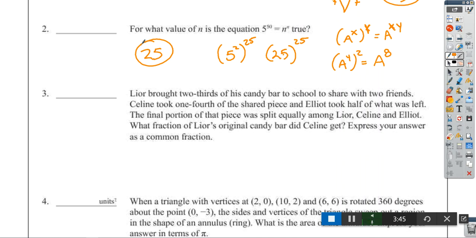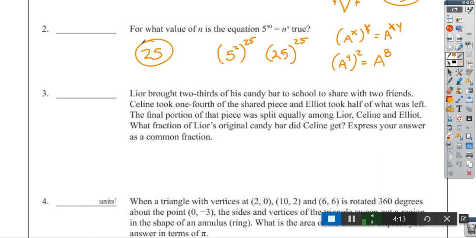Loire brought 2/3 of his candy bar home. He brought 2/3 of his candy bar to school to share with 2 friends. Celine took 1/4 of it. Elliot took half of what was left. The final portion of that piece was split equally among the 3 friends. What fraction of the original candy bar did Celine get? Express your answer as a common fraction.